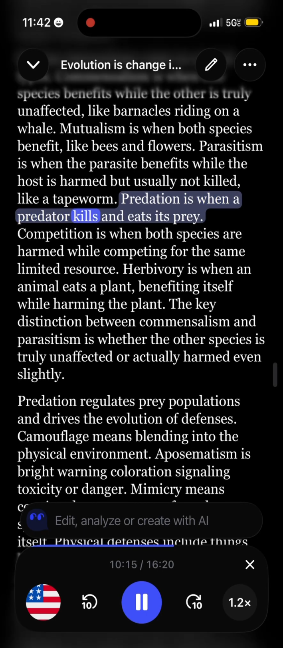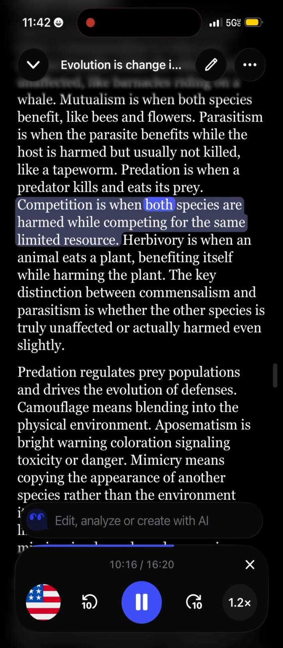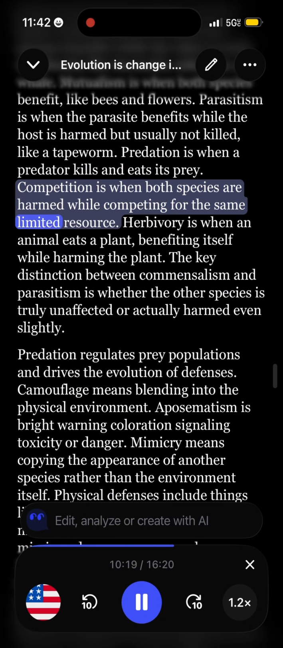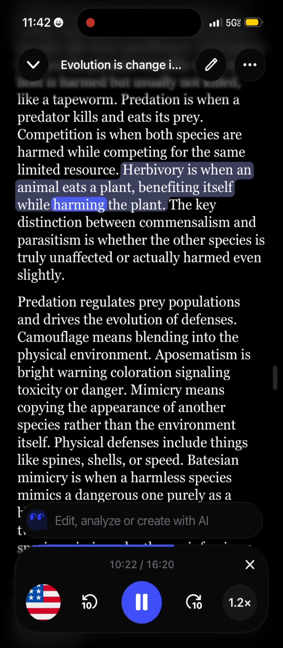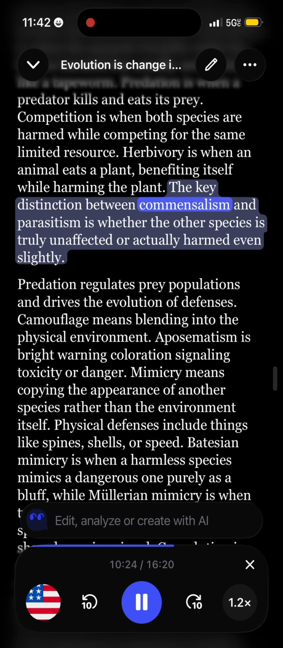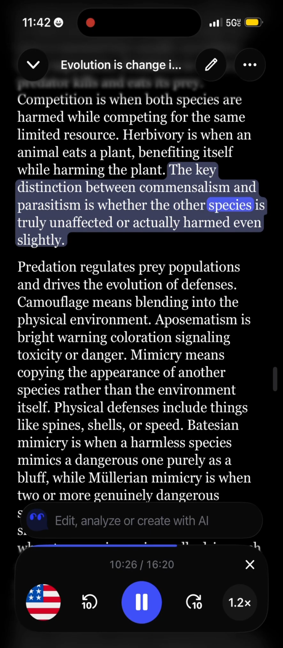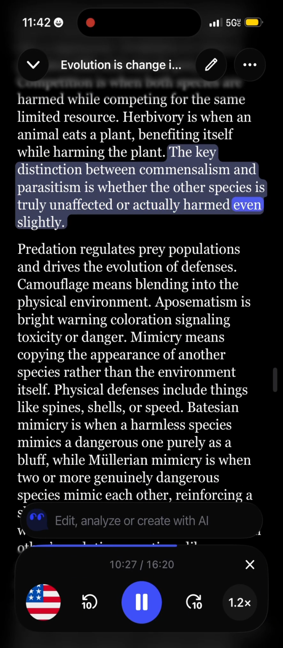Predation is when a predator kills and eats its prey. Competition is when both species are harmed while competing for the same limited resource. Herbivory is when an animal eats a plant, benefiting itself while harming the plant. The key distinction between commensalism and parasitism is whether the other species is truly unaffected or actually harmed even slightly.